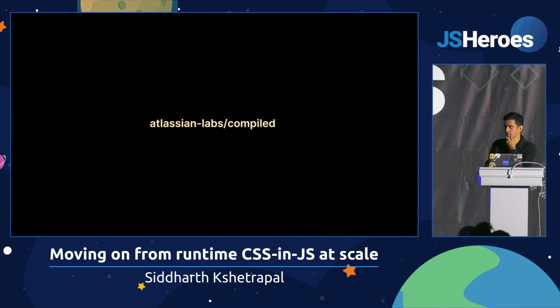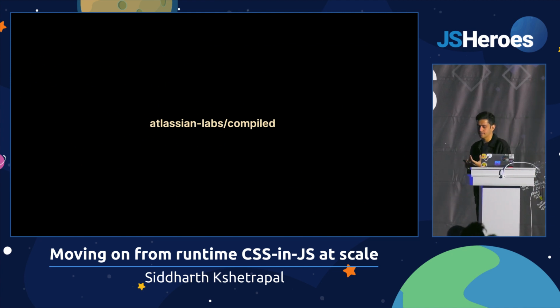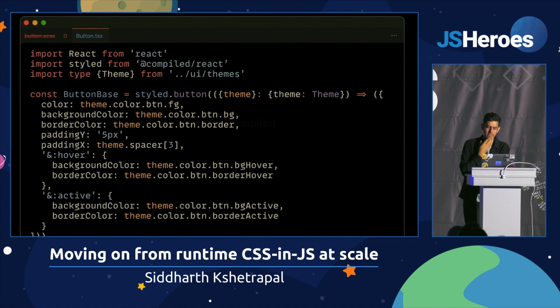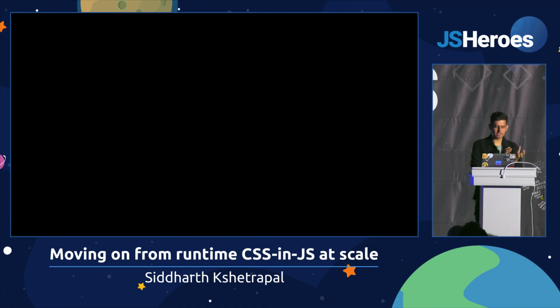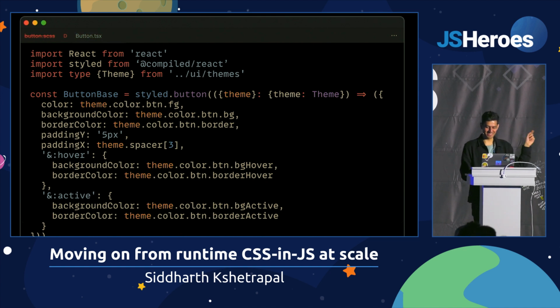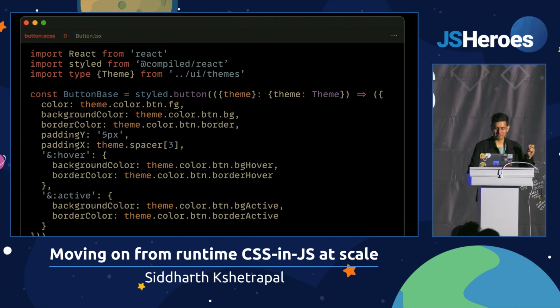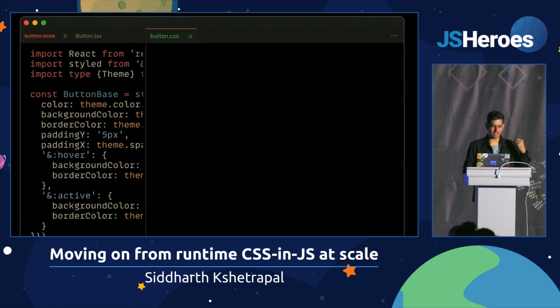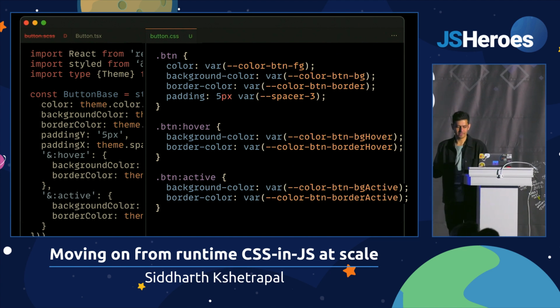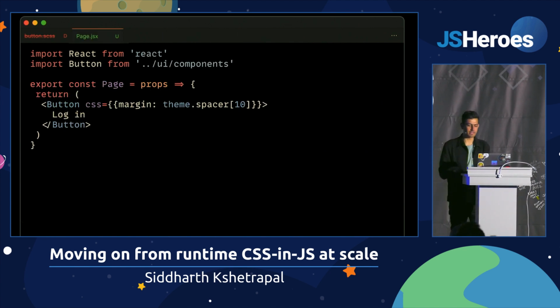So I started looking at other solutions where the API can at least remain the same. And the one I found was Compiled by Atlassian Labs. And it's very interesting because they've tried to keep the styled-components API, but compile it. But you can compile these out into a button.css. It basically just takes all of the CSS, pulls it out during compile time, and replaces the original with a generated class name.